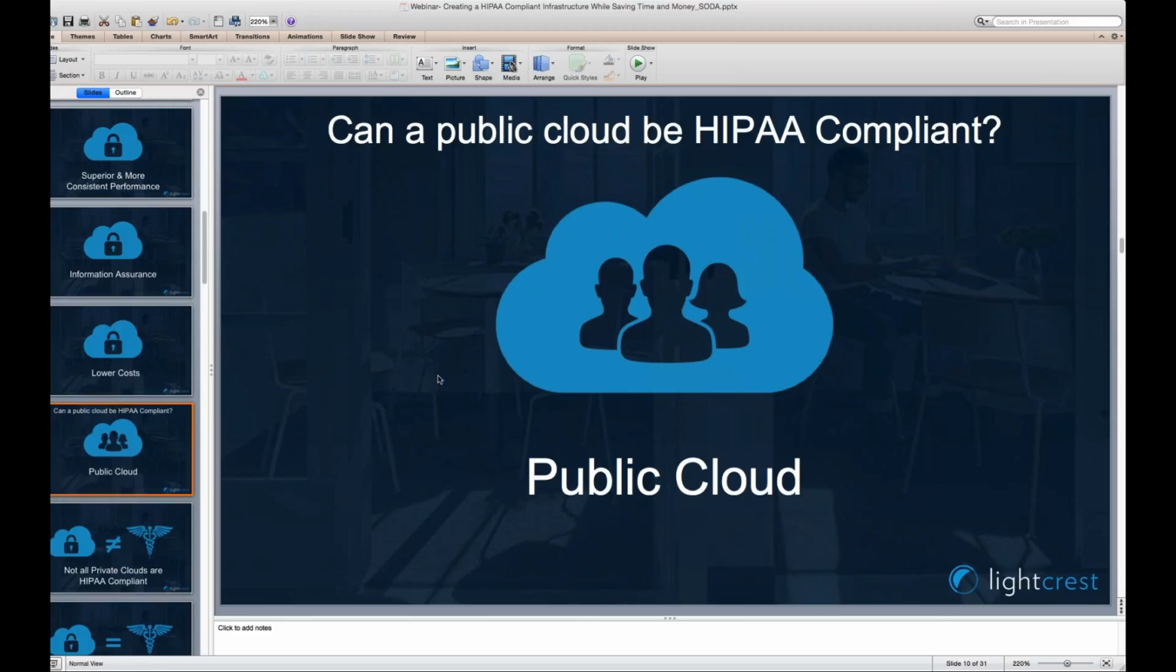So there's a lot of homework you're going to have to do if you're thinking about doing HIPAA or maintaining HIPAA compliance in the public cloud. But from our assessment, from what we've looked at, it tends to be a much more expensive and complicated endeavor.